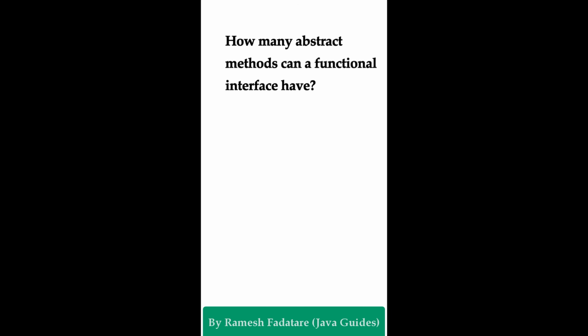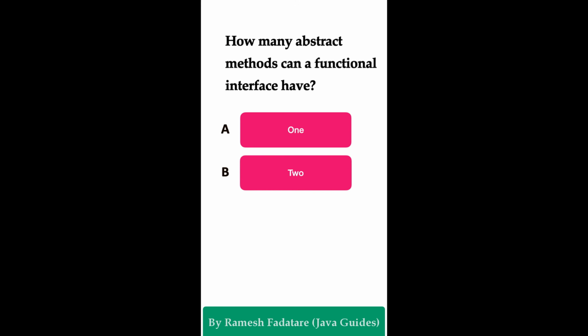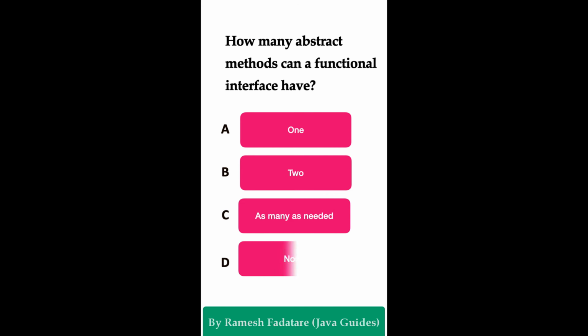Welcome to Java quiz series. Here is one more question. How many abstract methods can a functional interface have? Option A, 1. Option B, 2. Option C, as many as needed. Option D, none. Well, you have 5 seconds to answer this question. The correct answer is option A, 1.